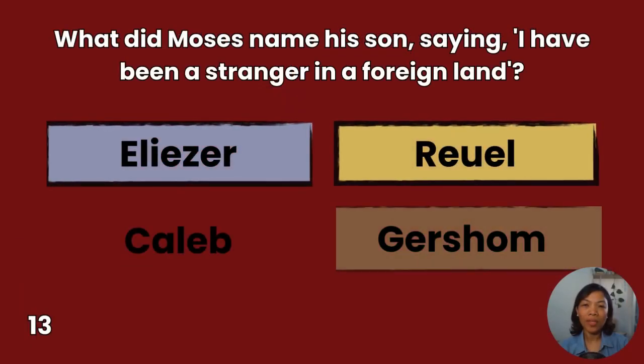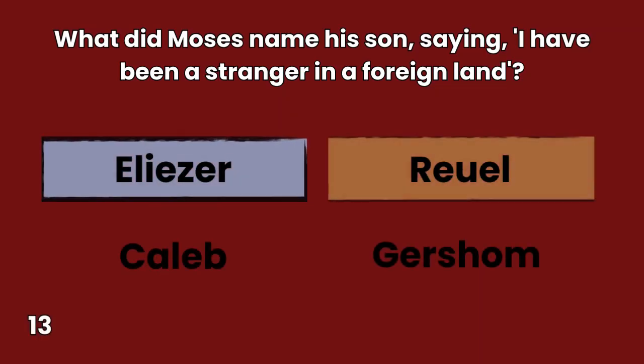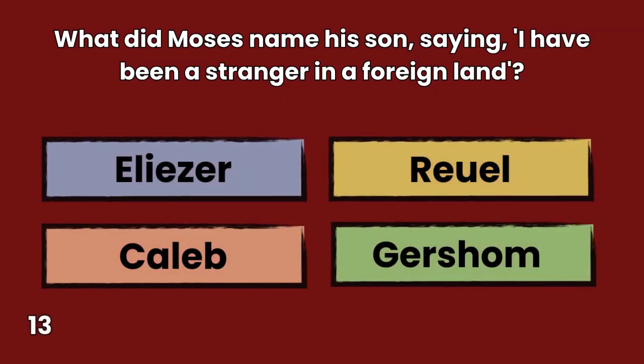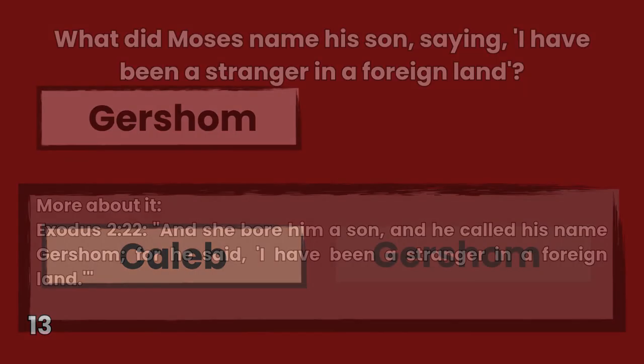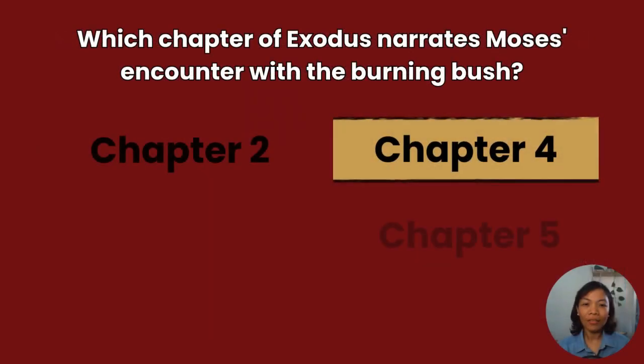13. What did Moses name his son, saying, "I have been a stranger in a foreign land"? Eliezer, Caleb, Ruel, Gershom. You have 10 seconds to answer. The answer is Gershom, Exodus 2:22. And she bore him a son, and he called his name Gershom, for he said, "I have been a stranger in a foreign land."